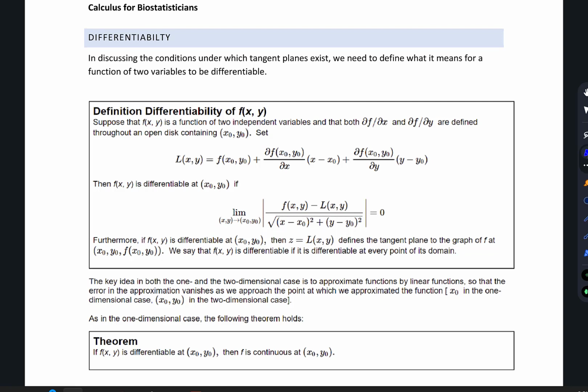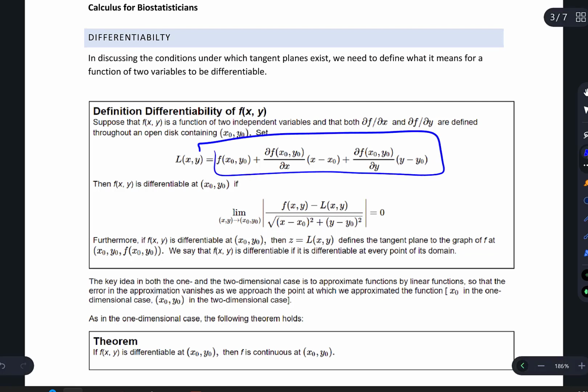So what we have here is the limit of the difference of this piece from the actual function, and then here we're going to divide by this piece. If that limit goes to 0, then we're going to be able to say that the function is differentiable. And so this all relates back to the idea of the tangent plane.